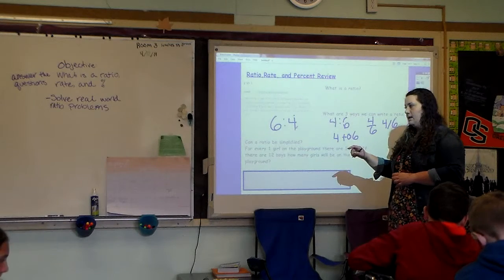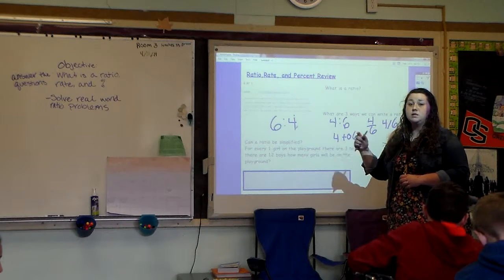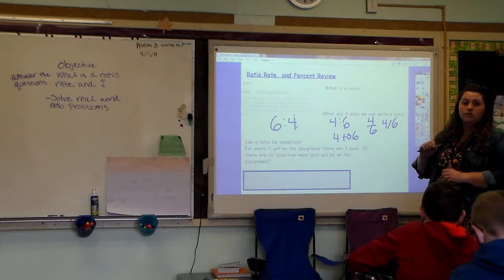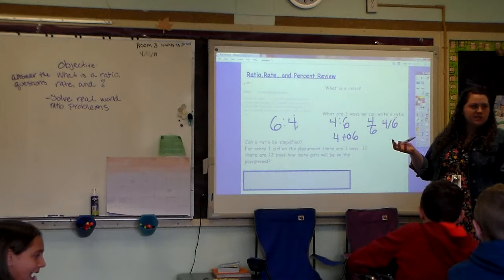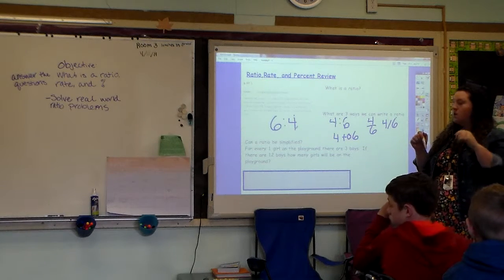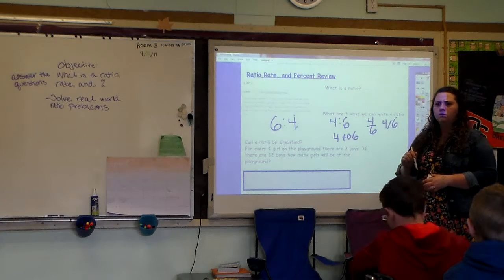Let's see if we can apply it a little bit. So can a ratio be simplified? For every 1 girl on the playground, there are 3 boys. What's the ratio we already see there? What's a ratio we already see there, Montana? 3 to 1. 3 to 1. 3 what to what?